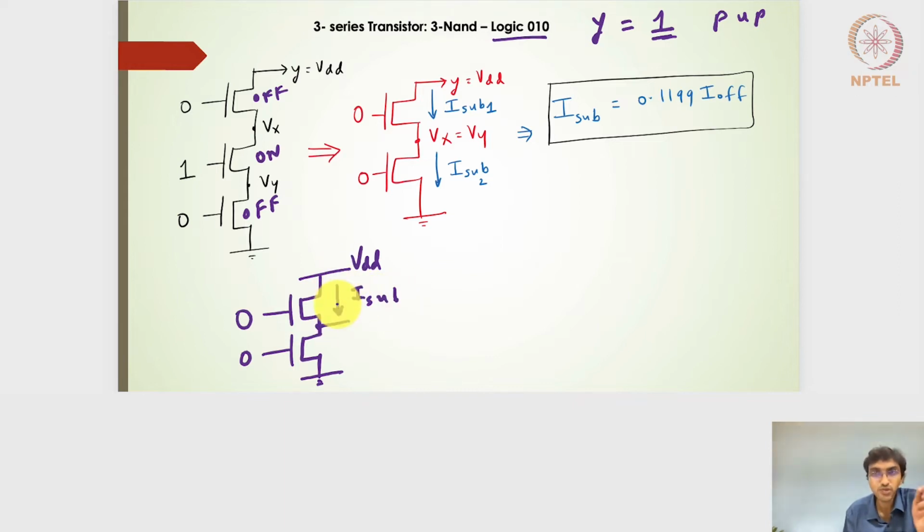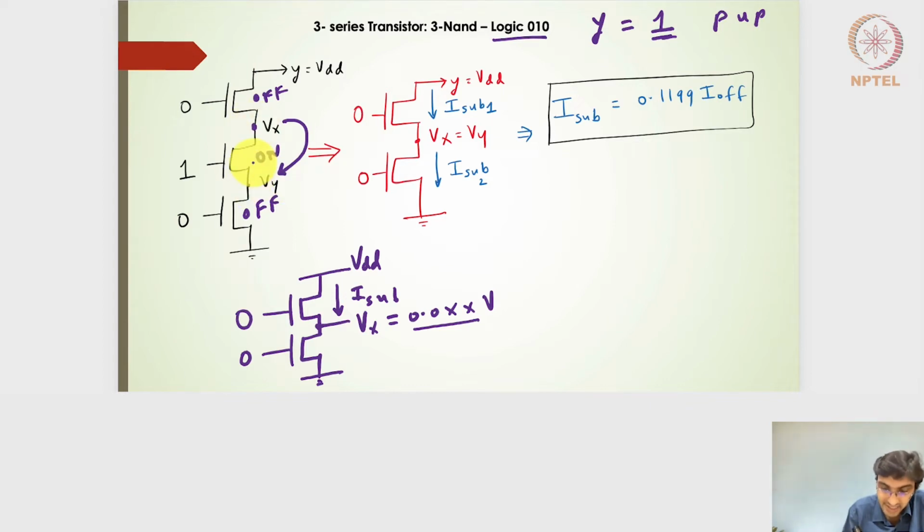This subthreshold leakage current is so low that it is in terms of nanoamperes for a 65 nanometer technology node. This particular node voltage turns out to be very, very low, somewhere around 0.05 or 0.06 volts. So if I have an off transistor here, this Vx value is going to be really low. And this is an on transistor, so it can work like a pass transistor, and it can pass whatever is there on the other side.